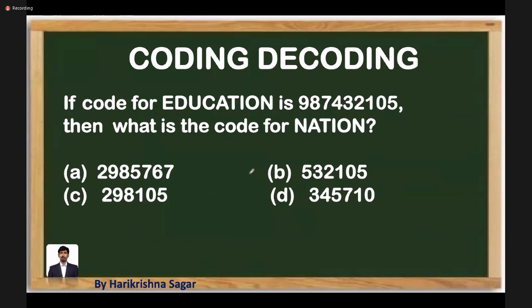Look at the next question. In a certain code, education is coded as this, and nation is what? You can just observe what is the code for N, 5. That means your answer choice has the first letter N and the last letter N. So the answer choice should start with 5 and end with 5. Eliminate this, eliminate this, eliminate this, mark the answer as B.